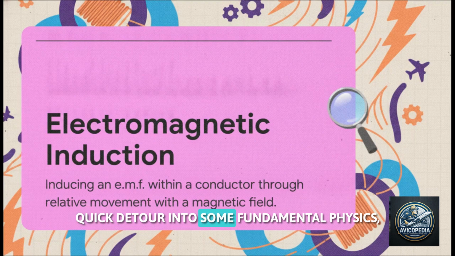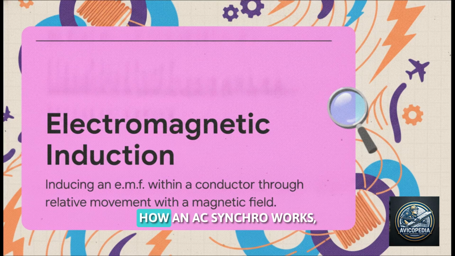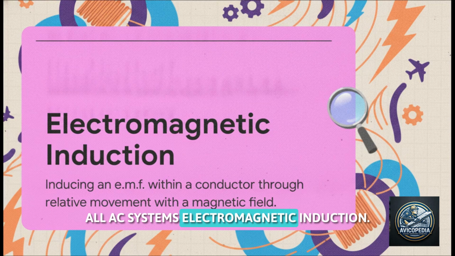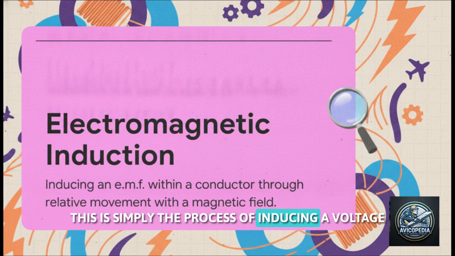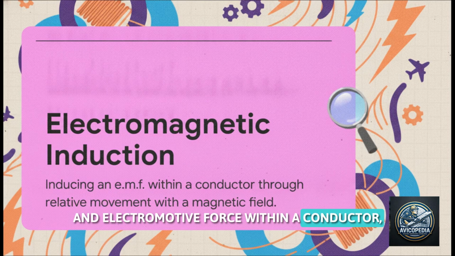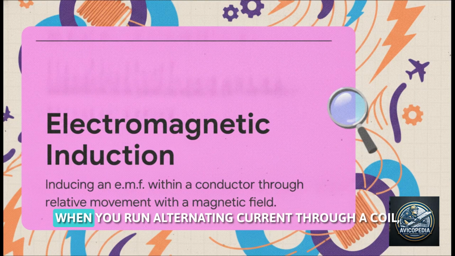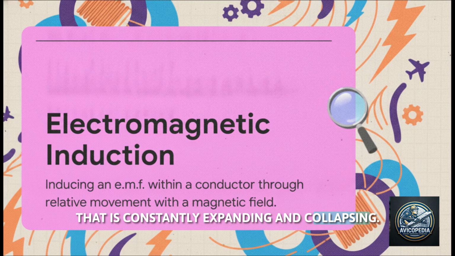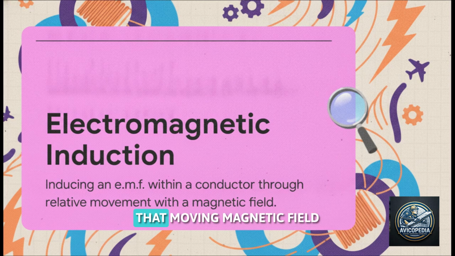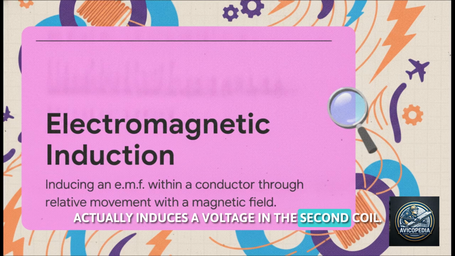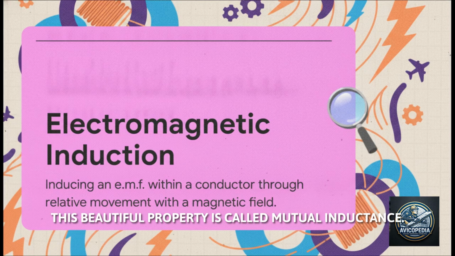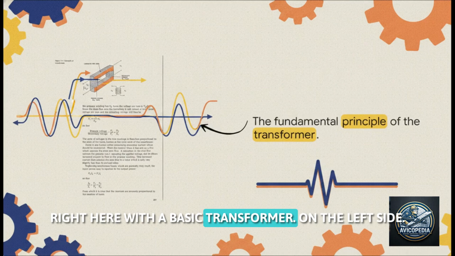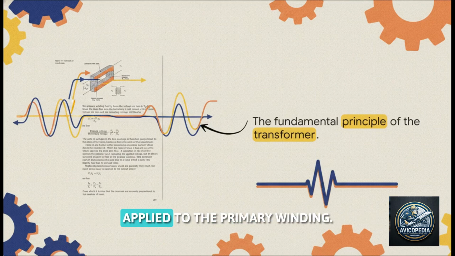Okay, quick detour into some fundamental physics, because to truly grasp how an AC synchro works, we need to talk about the secret sauce behind all AC systems: electromagnetic induction. This is simply the process of inducing a voltage, an electromotive force, within a conductor just through its relative movement with a magnetic field. When you run alternating current through a coil, it creates a magnetic field that is constantly expanding and collapsing. If you place another completely separate coil right next to it, that moving magnetic field actually induces a voltage in the second coil. This beautiful property is called mutual inductance. You can see that exact concept playing out right here with a basic transformer. On the left side, we have an alternating voltage applied to the primary winding.